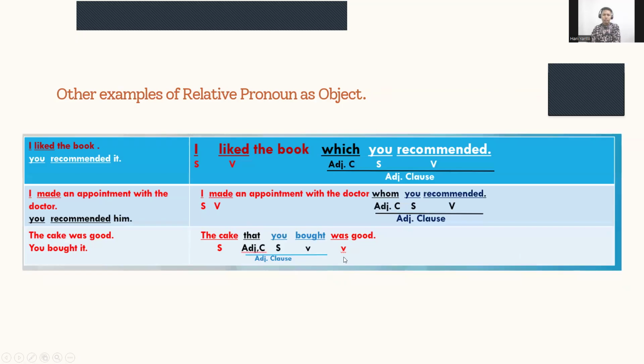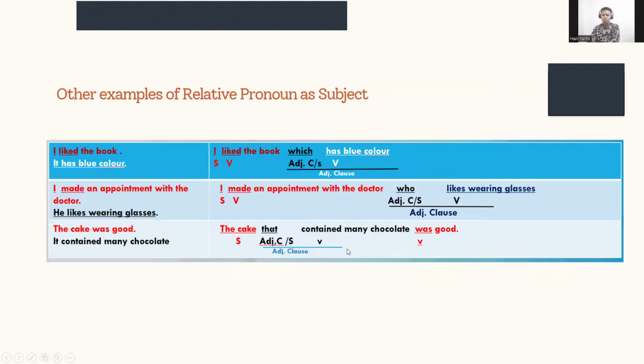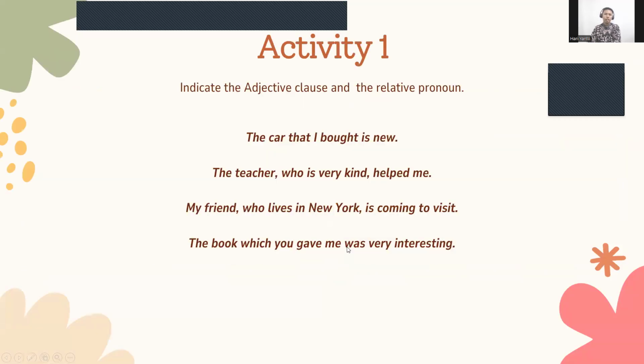And here there are many examples of relative pronouns as an object and also relative pronouns as a subject. As activity 1, do it, and we're going to give the corrections together. Do you have questions? No? Okay. Do it at home, and we're going to discuss it in our next video.